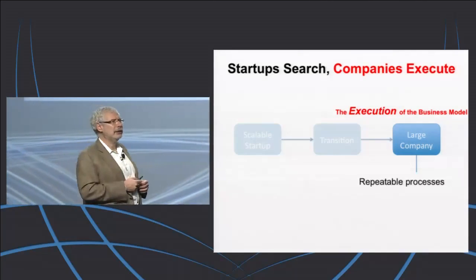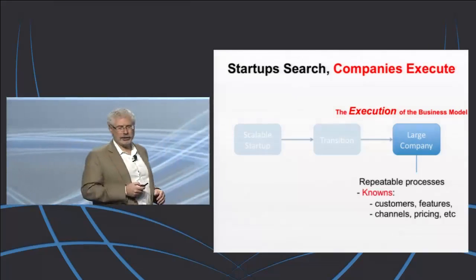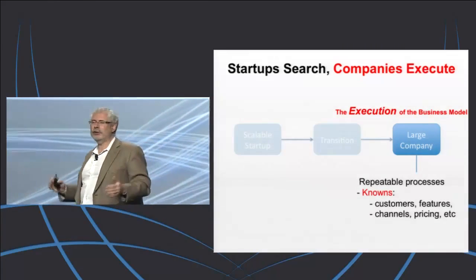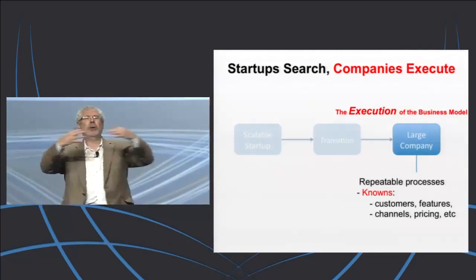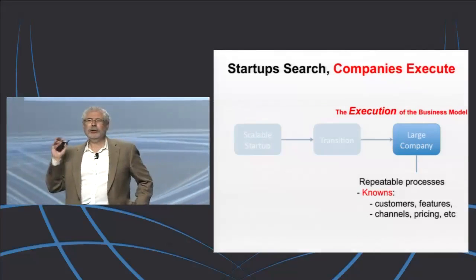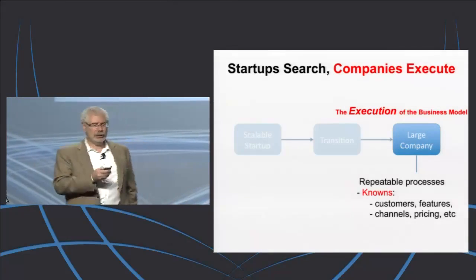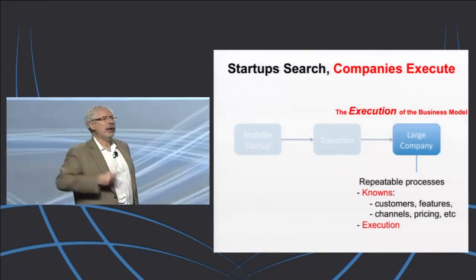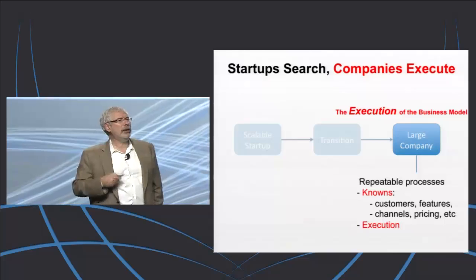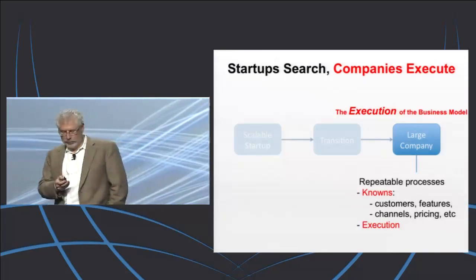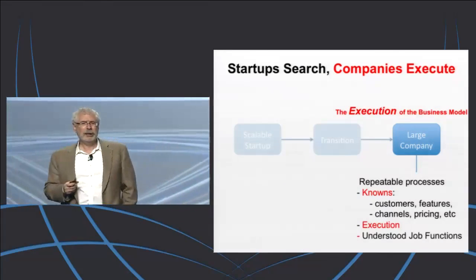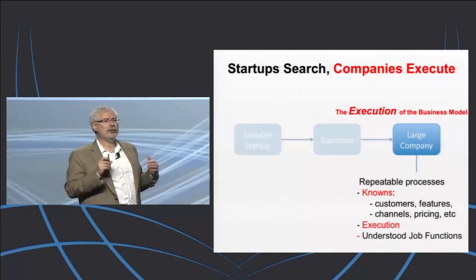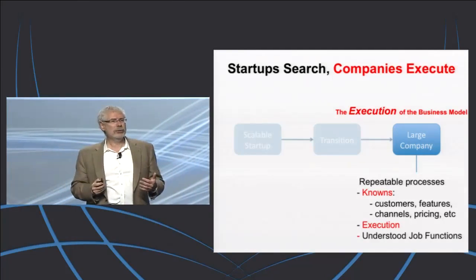In a large company, you have repeatable processes. You know who your customers are. You know the product features they like. You know the product market fit that works. You know existing sales channels and pricing. And it's an execution game. You add more product line extensions. You add more salespeople. You try to get more revenue. And the job specs, what sales does, what marketing does, what engineering does, are all knowns.